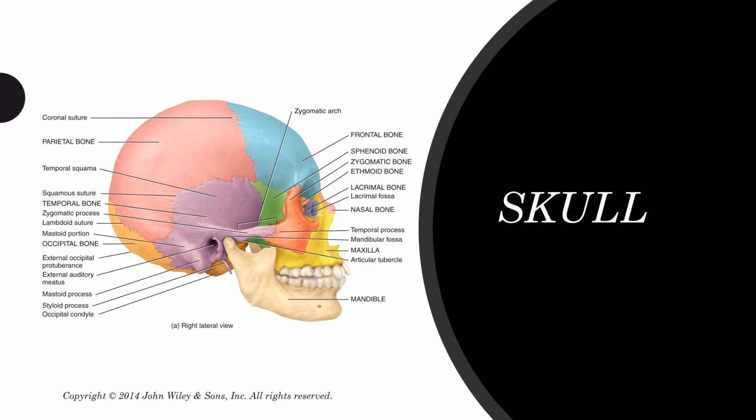The 2 parietal bones, you can see right here in the pink, form the greater portion of the sides and the roof of the cranial cavity. And the internal surfaces of the parietal bones contain many protrusions and depressions that accommodate blood vessels supplying the dura mater, which is the superficial connective tissue covering the brain.